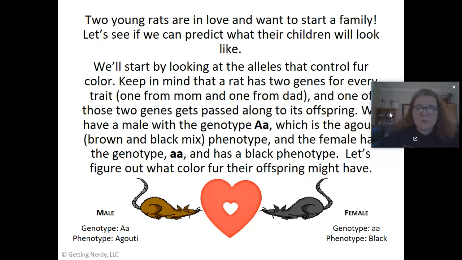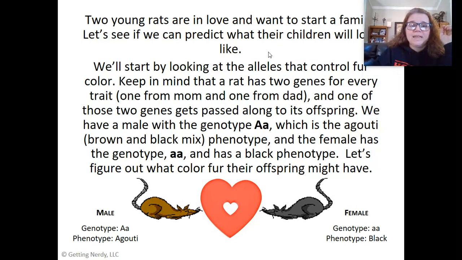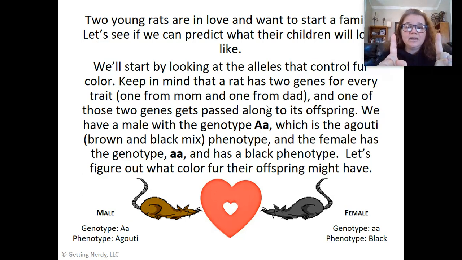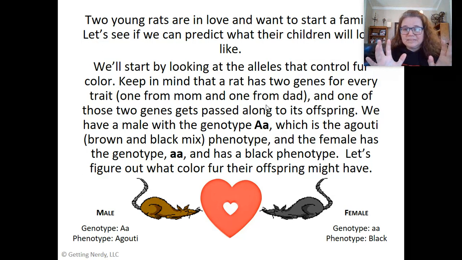Okay, we're going to start looking at the alleles that control fur color. Keep in mind that the rat has two genes, one trait from the mom and one trait from the dad. And one of those two genes gets passed along to their offspring. So for each, the mom has two genes, the dad has two genes, and one of those variants is going to get passed down to their offspring. So it's going to be like this, or like this, different ways to give variation to their offspring.